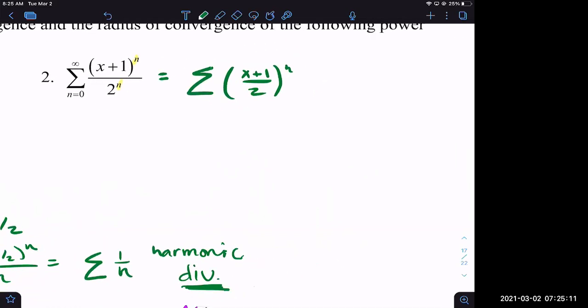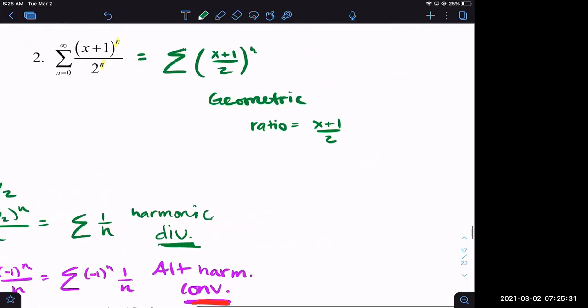You guys agree that those are equivalent? This is now a geometric series. If you can rewrite it as one quantity to the n, you can identify the ratio without having to go through the ratio test. What is the ratio? Yeah, the x plus 1 divided by 2. Our rule is for a geometric series, the absolute value of the ratio has to be less than 1. We sandwich it in between. So x plus 1 over 2 is sandwiched in between -1 and 1.